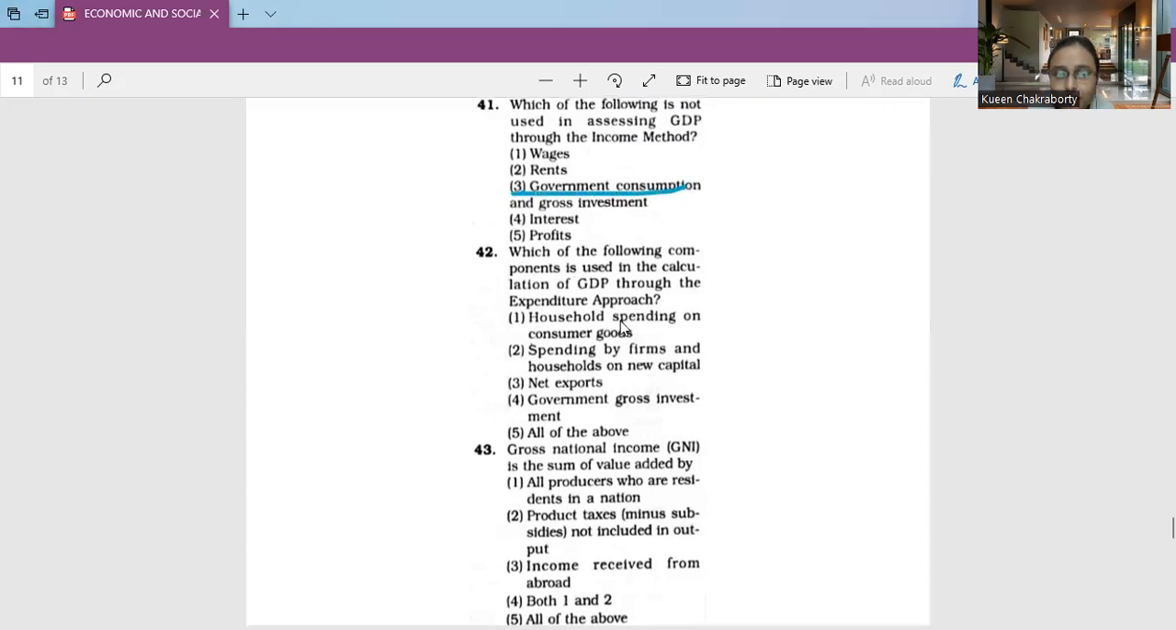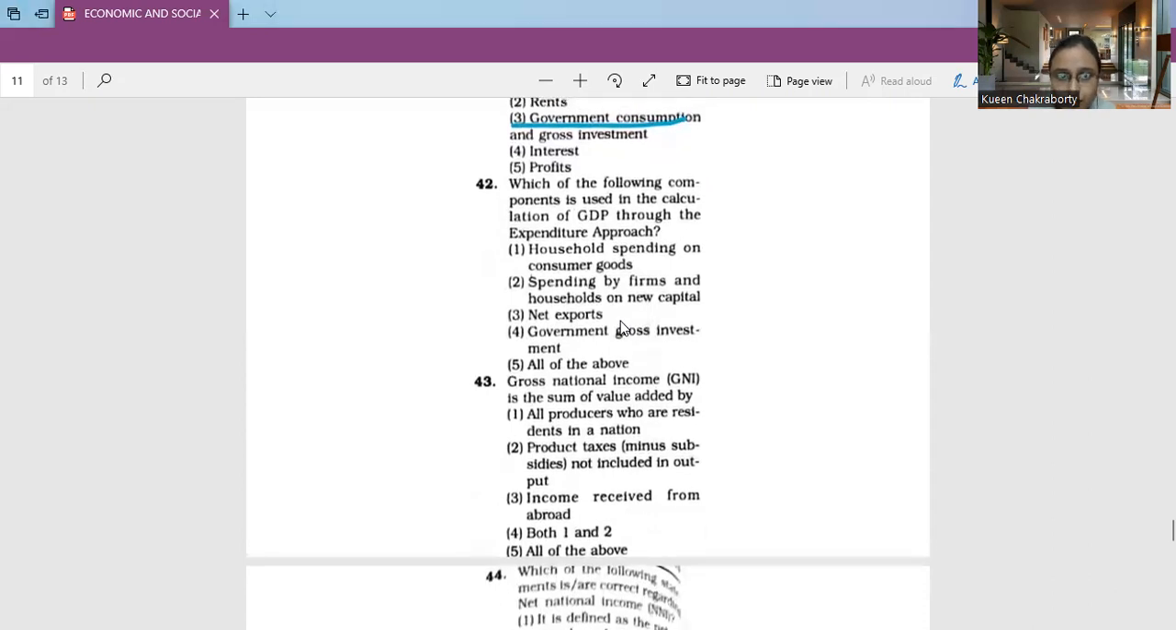Okay. Moving on to question number 42. Which of the following components is used in calculation of GDP through the expenditure approach? Number 1, household spending on consumer goods. Number 2, spending by firms and households on new capital. Number 3, net export. Number 4, government gross investment. And number 5 is all of the above. Now, if you choose this, I will say all of the above is the correct answer to this.